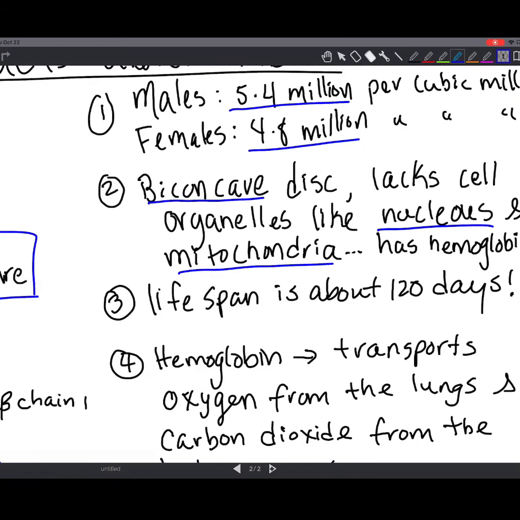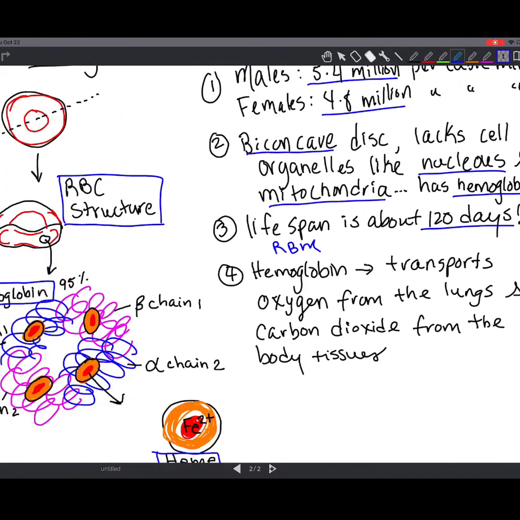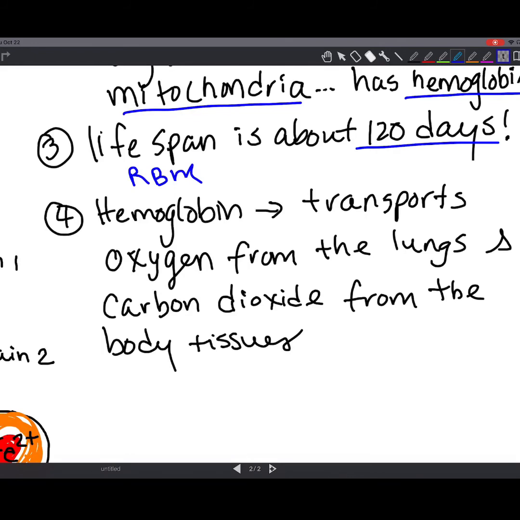Another important aspect is that they have hemoglobin, and I'm going to talk about hemoglobin in a second, but the lifespan of these cells is about 120 days. Remember that your blood cells are formed in the red bone marrow, inside your bones, and after this lifespan is done, the 120 days approximately, they go into the spleen where they will be recycled or destroyed. In terms of hemoglobin, let's go back to that. Hemoglobin, basically the main purpose is to transport oxygen from the lungs into the tissues, and then carbon dioxide from the body tissues back to the lungs.